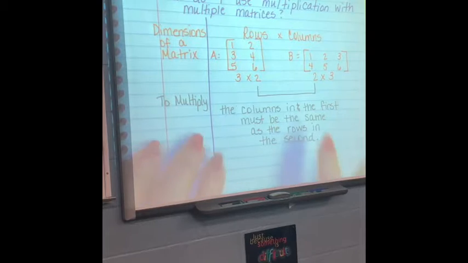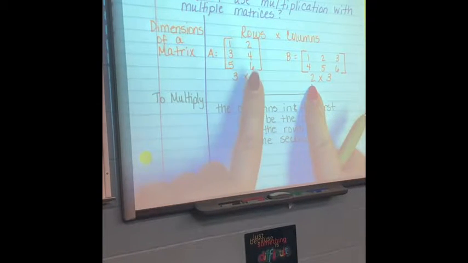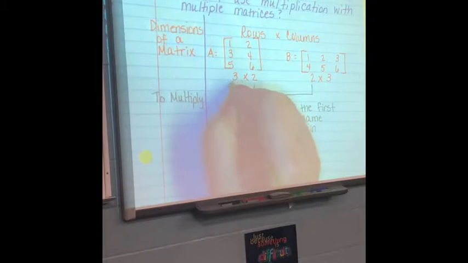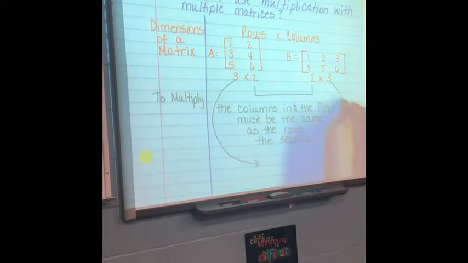Okay, so when I look at this one, the columns of this one are the same as the rows of this one. Do you agree? Which means that they could be multiplied. The other thing you should note is that these outside numbers give us the new dimensions of our solution matrix.